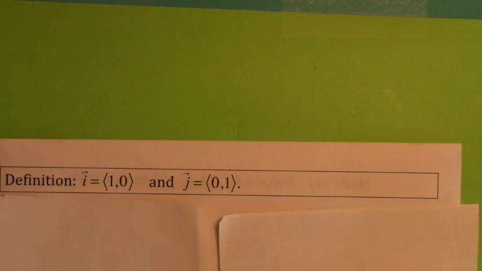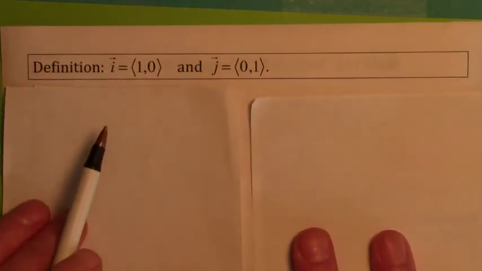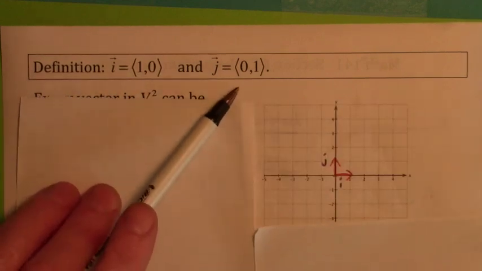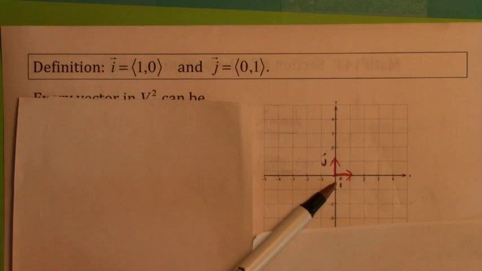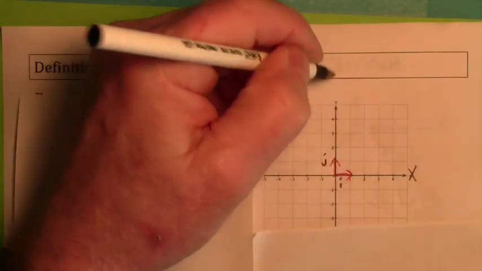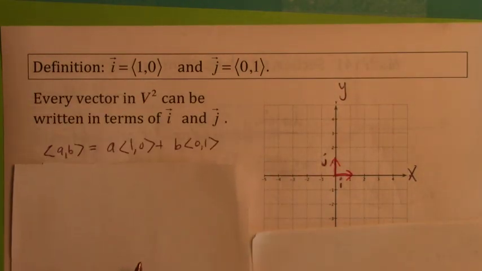Let's see what else. Some special vectors. These are oftentimes called the base vectors in R2, i and j. i is just the vector 1, 0, and j is the vector 0, 1. You could think of i as this vector of length 1 in the horizontal direction, and j is the vector with length 1 in the vertical direction.